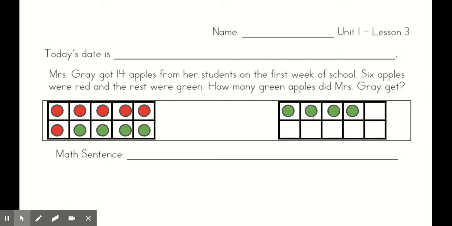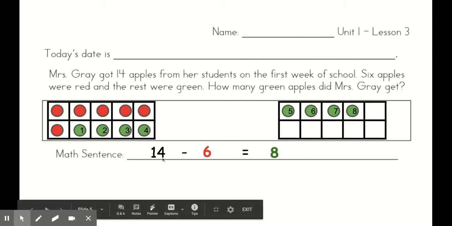So color in the rest green, and that will show you how many were green. Then you can count those. 1, 2, 3, 4, 5, 6, 7, 8. 14 minus 6 equals 8. If you have a total of 14 and you know that 6 of them were red, then the remaining were green apples.